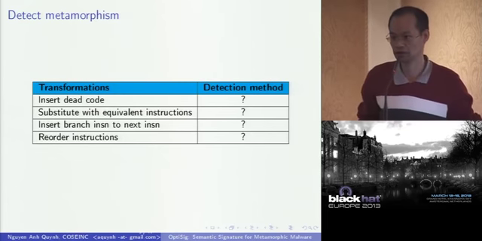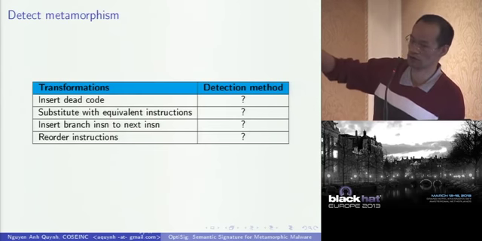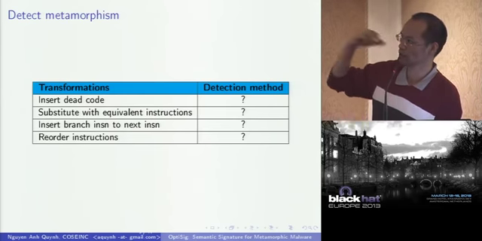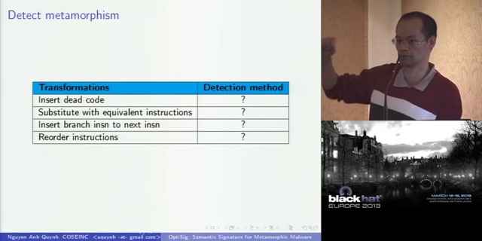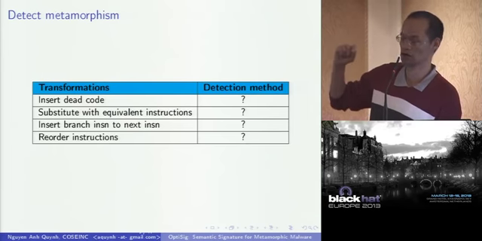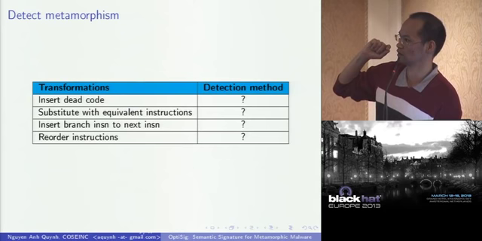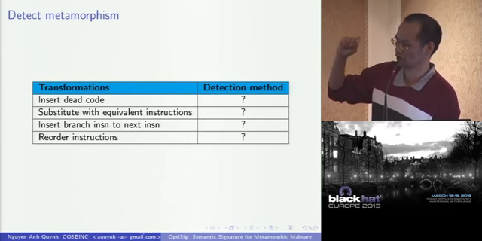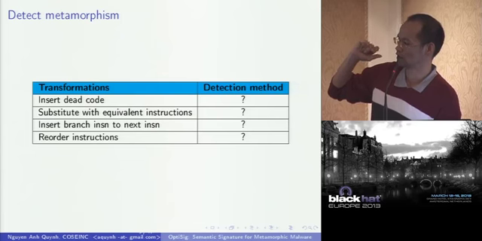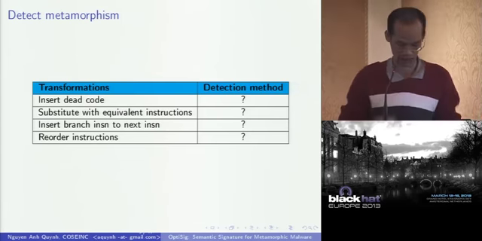So the question is how to detect metamorphic malware. So you can see that we have a few transformations here. So we break it down and we try to solve each problem. We want to detect the insert junk code, we want to detect the substitute with equivalent instruction, we want to detect the insert branch instruction to next instruction, and finally we try to detect the reorder instruction, and how to solve each of them. And if you can solve all of them, you can solve the problem.